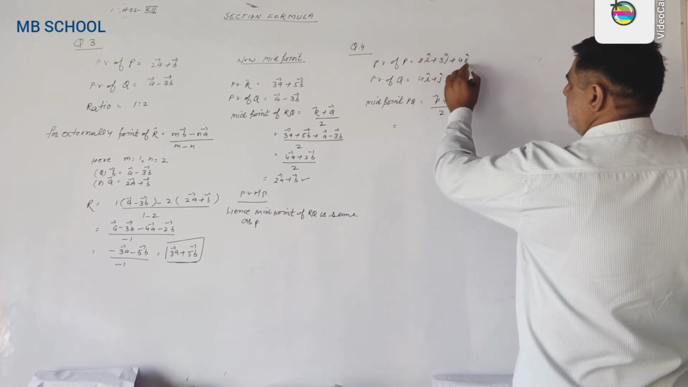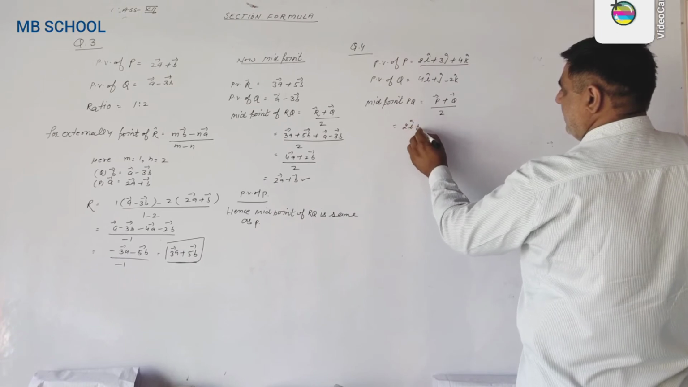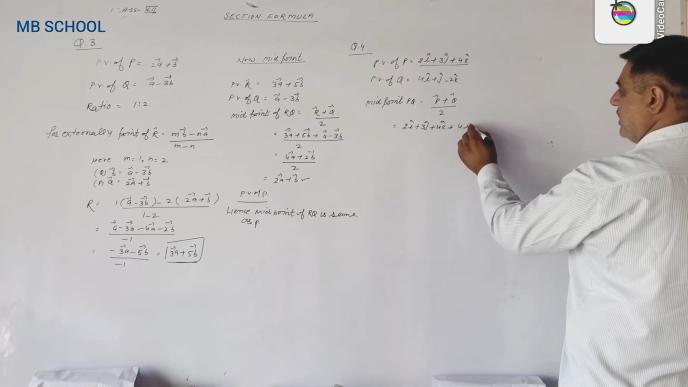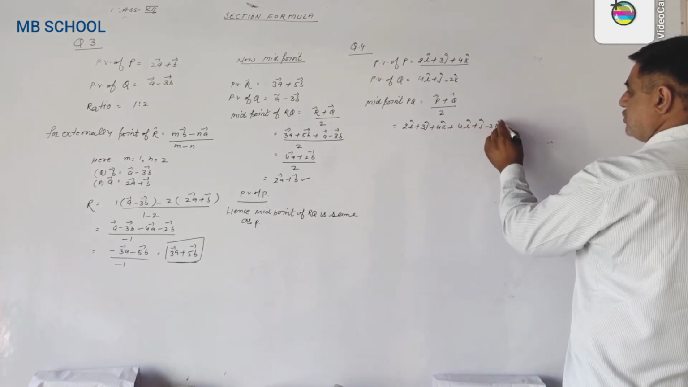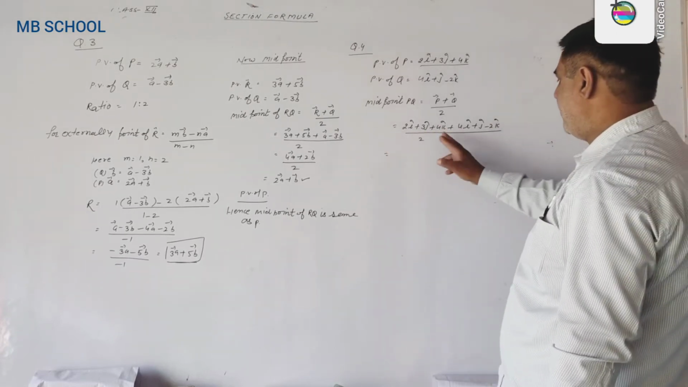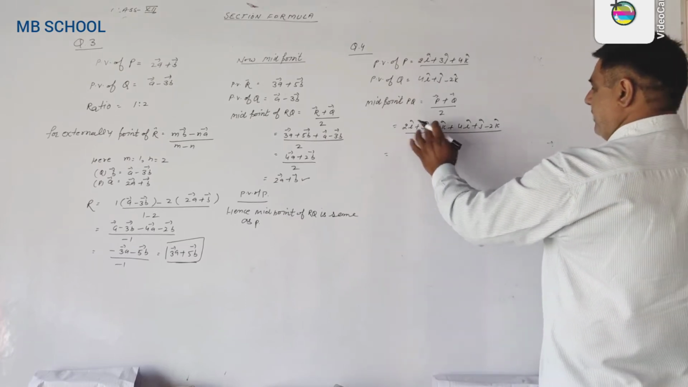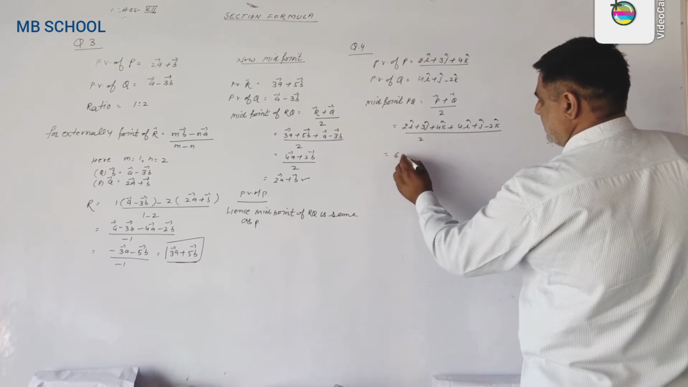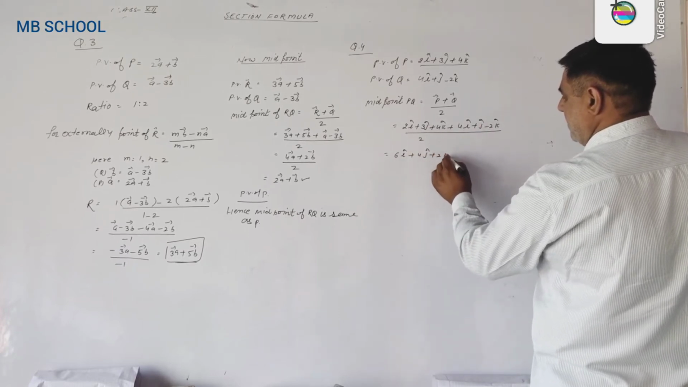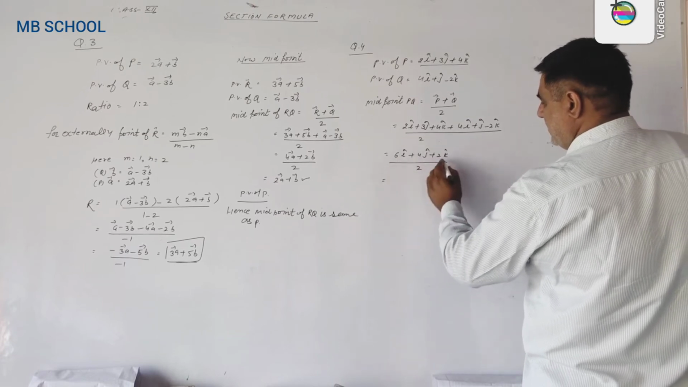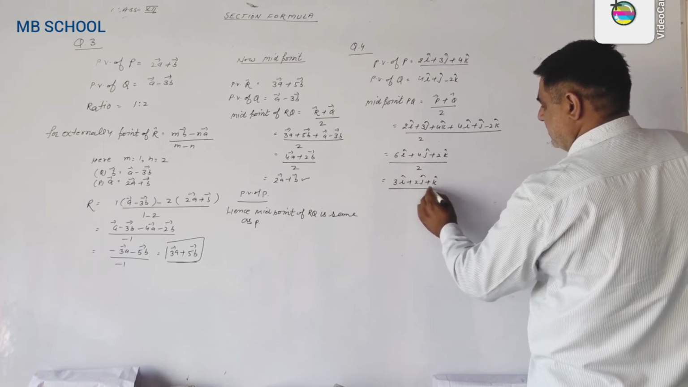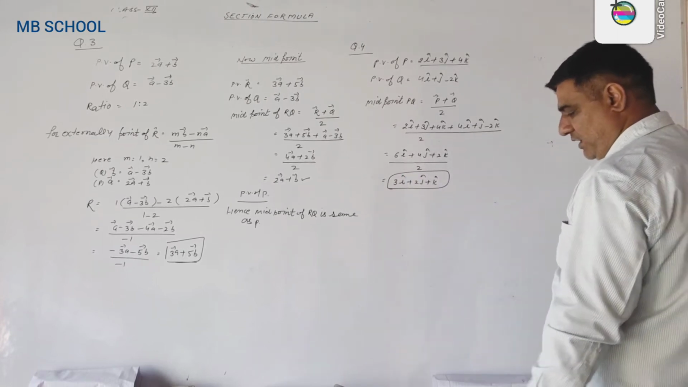Here the vector P is 2i plus 3j plus 4k, plus Q vector is 4i plus 6j minus 2k, divided by 2. If we add these two vectors, then we add i to i, j to j, k to k. 2i plus 4i, it means 6i plus 4j plus 2k by 2. We take 2 common out from these. Now we get 3i plus 2j plus k. This is the midpoint of the PQ vector.